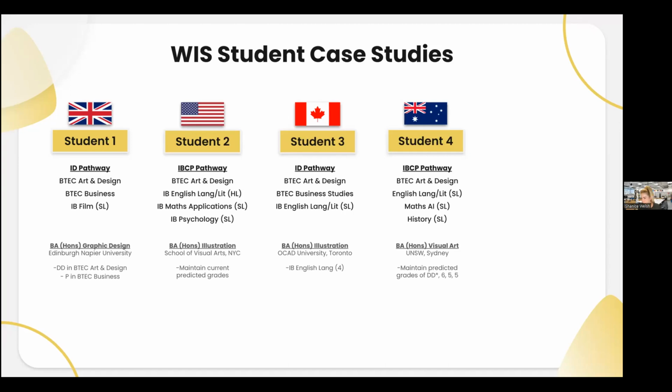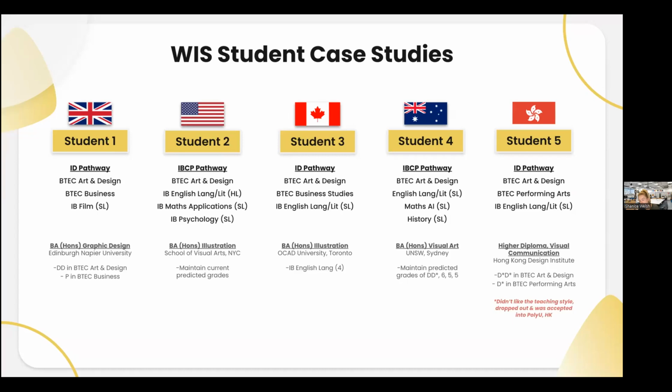And student 4, Australia, again on the IBCP pathway, doing the BTEC Art and Design alongside English Lang Lit at standard, Maths at standard, History at standard. So they didn't do any higher level subjects. They just did 3 standards plus the BTEC. They went to do Visual Art in Sydney. And again, it was maintain your predicted grades, and the predicted grades were distinction, distinction star in the Art and Design, 6, 5, 5.